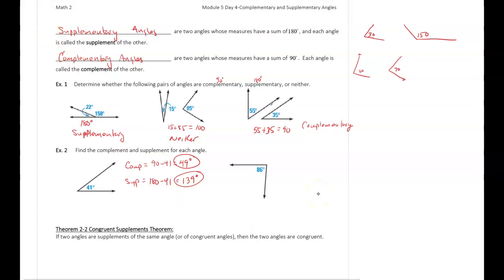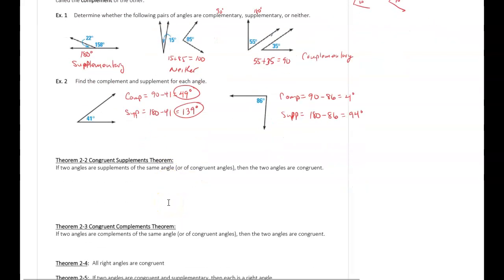So to find the complement of this angle, we know they add up to 90, so 90 minus 86 would give me 4 degrees. The supplement of this angle would be 180 minus 86 degrees, which would give you 94 degrees.